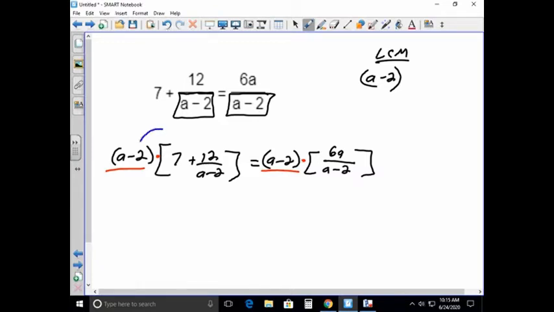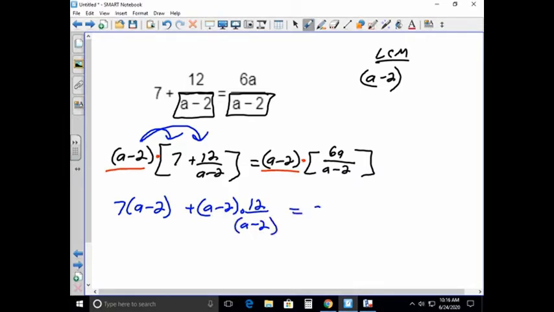So we're going to do A minus 2 times the first term. So let's call that 7 times A minus 2. We're going to do A minus 2 times the next term. And on the right side, we're going to do A minus 2 times that term as well.